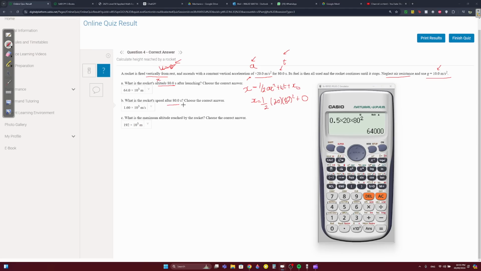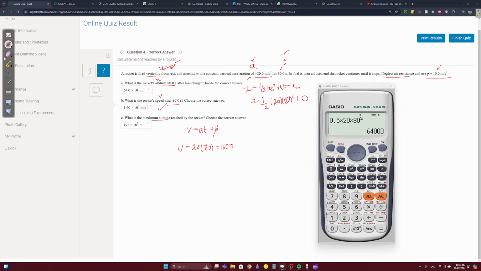What is the speed after 80 seconds? So we want v. Very easy, we have everything. The easiest equation for v in UARM is just acceleration times time plus u. But our u is 0 in this case, so we don't need it. a is 20, time is 80, and you get 1,600. So 1.6 times 10 to the power 3.